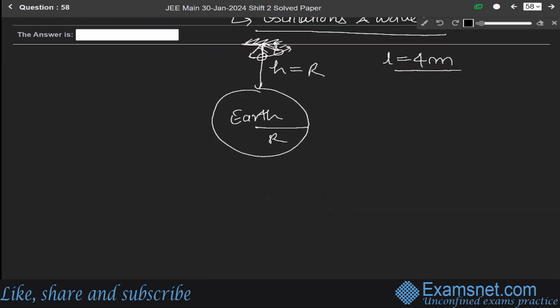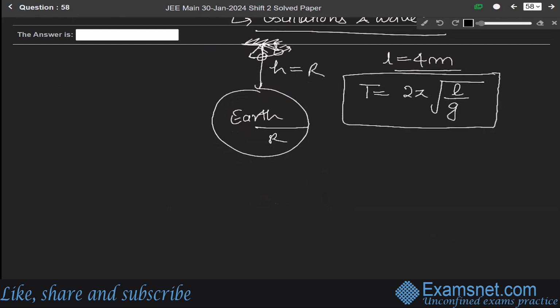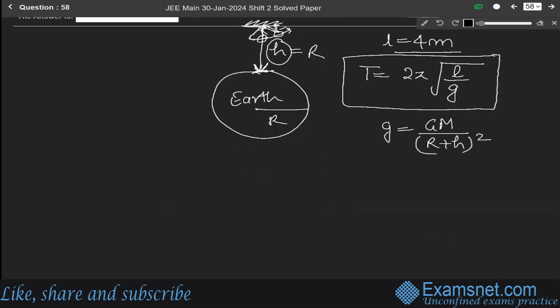We know the general formula for the time period of simple harmonic motion is T equals 2 pi root L over g. This is the formula for finding the time period of small oscillations of a simple pendulum. Now the gravity at a height h is given by g equals GM over (R plus h) whole square. This is the formula for a body placed at a height h from the surface of the earth.